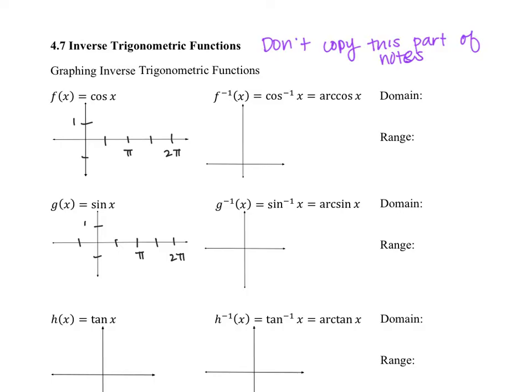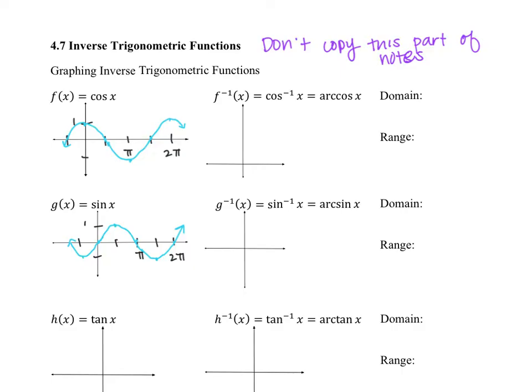Okay, so before I graph the inverse function, I'm going to sketch a graph of the actual function. So f of x equals cosine x. I'm going to make a little sketch right here. Okay, y equals cosine x looks something like this. It's periodic, it continues forever, left and right. And I'm going to do a sketch for sine x as well. Okay, that's my little sketch for g of x equals sine x.